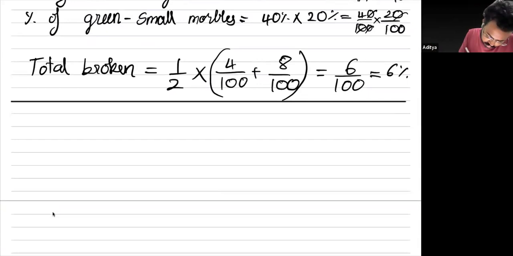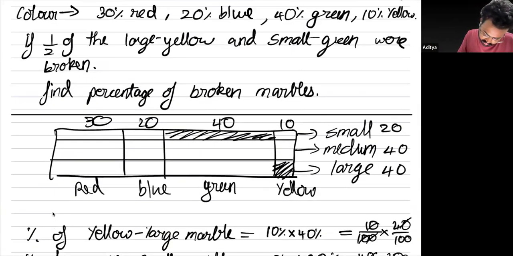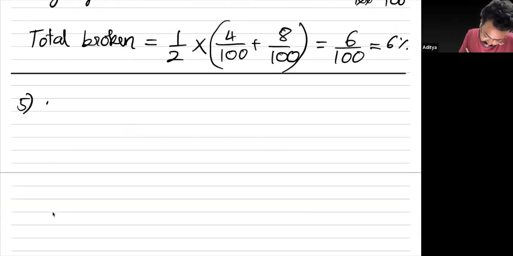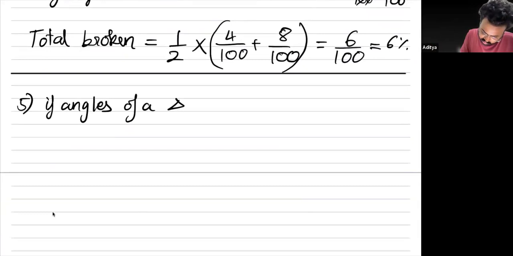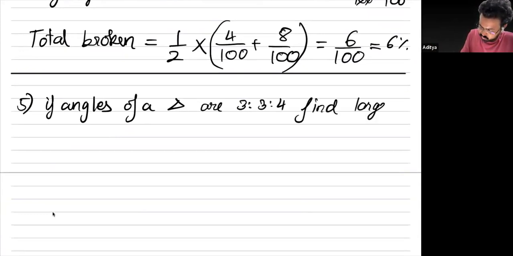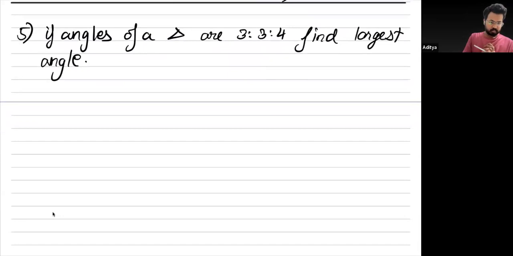Okay, another very, very simple question coming your way. Question 5. If angles of a triangle are 3:3:4, find the largest angle. Okay, very good. This one I hope everyone answers quickly and fast.